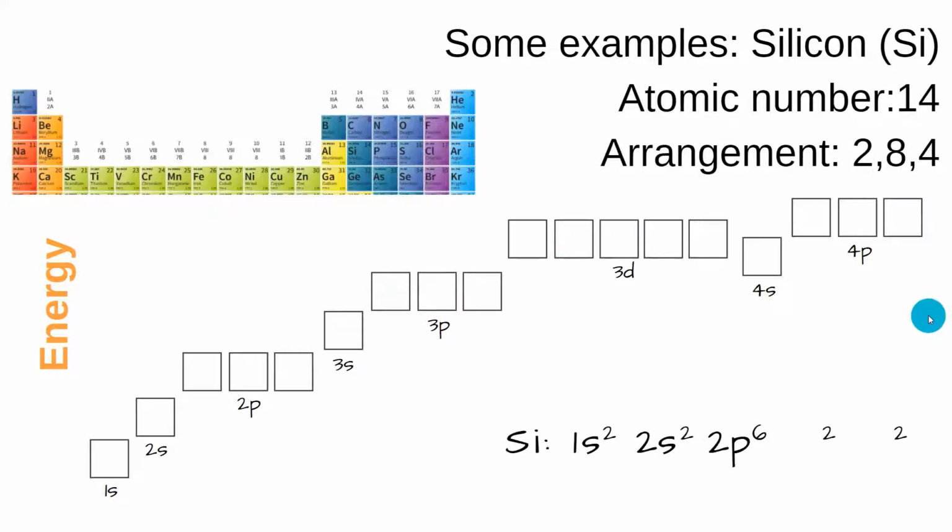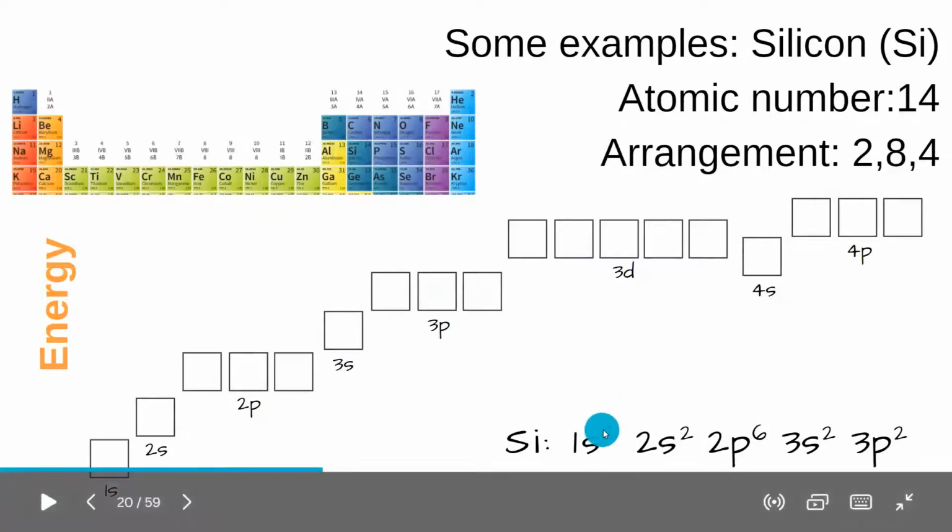So when we write the electron configuration, we have 1s2, 2s2, 2p6, 3s2, and then 3p2. And so we have accounted for our 14 electrons: 2, 4, 10, 12, 14.